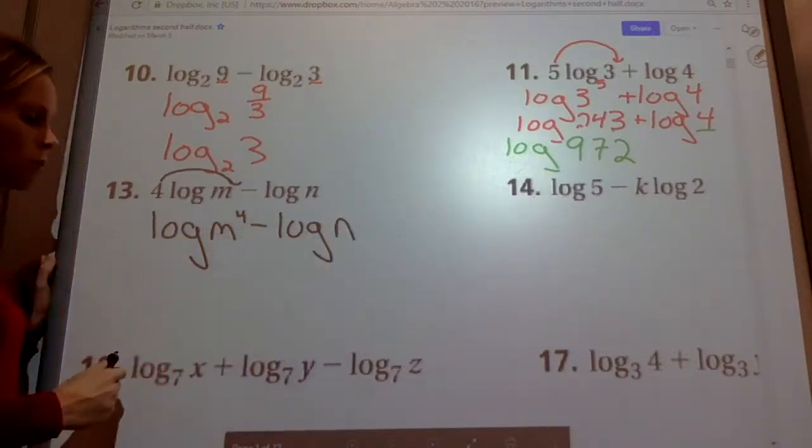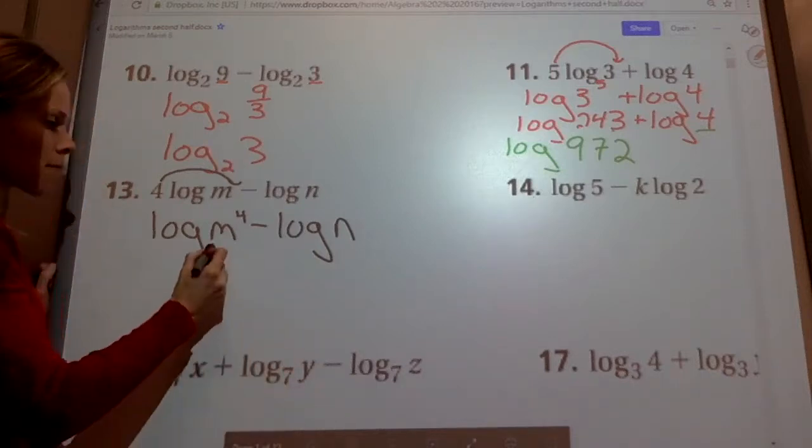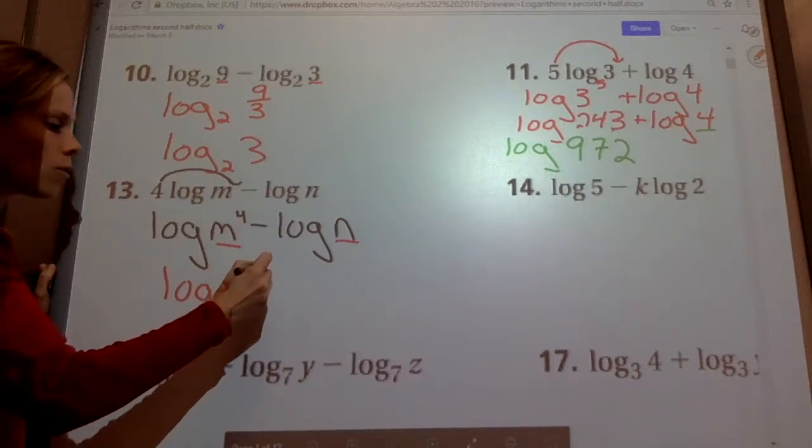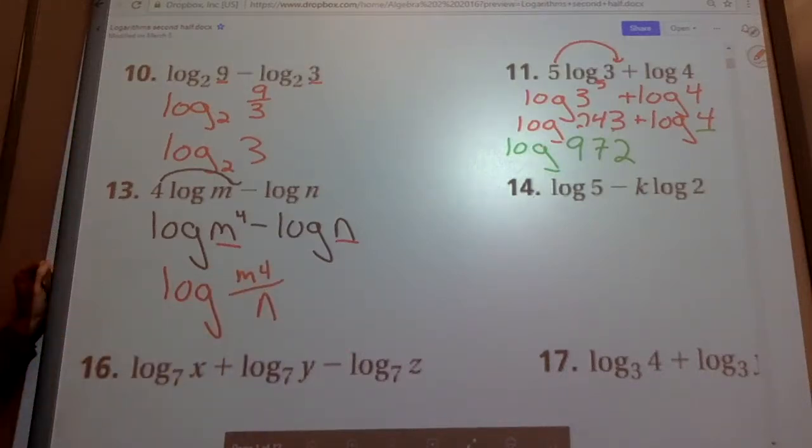Then with subtraction, what operation am I going to do? Divide. So I'm going to take this m to the 4th over n. It has to be that order. And I'm done. I can't simplify that anymore.